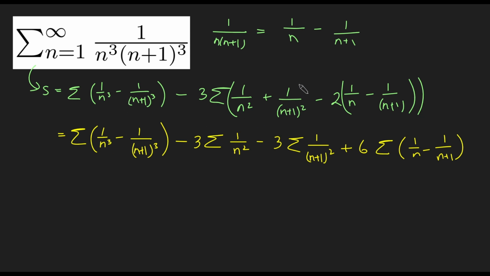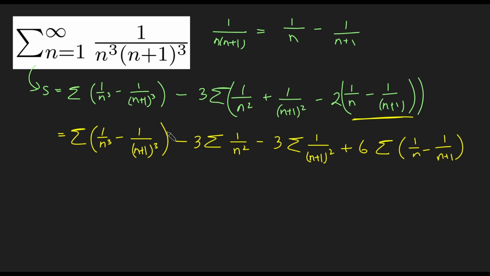And then these first two terms in this second sum I've split up, so minus 3 lots of the sum of 1 over n squared, and then this 1 over n plus 1 squared becomes minus 3 times the sum of 1 over n plus 1 squared. Then the minus 3 and minus 2 make positive 6, and I've just got positive 6 times the sum of this here. So I'm just breaking this down into a bunch of different sums. Cool, now we're going to evaluate each of these.